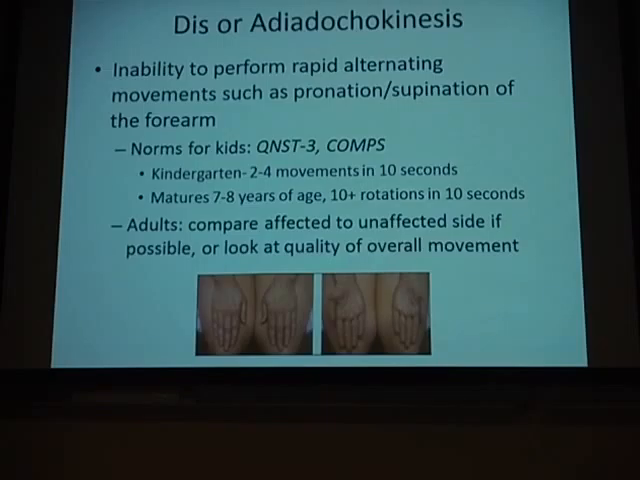The next term you should know is, I think we've talked about diadochokinesis before, but dysdiadochokinesis or adiadochokinesis refers to a difficulty or an inability to perform rapid alternating forearm movements. And what that would look like is typically you'd have somebody sitting and resting their hands on their thighs and ask them to do this, so simultaneously pronating and supinating their arms at the same time.